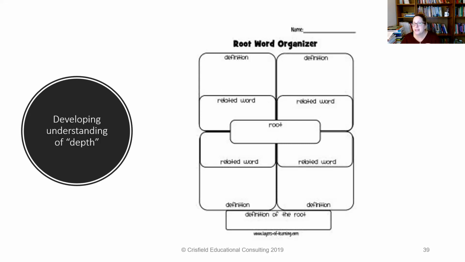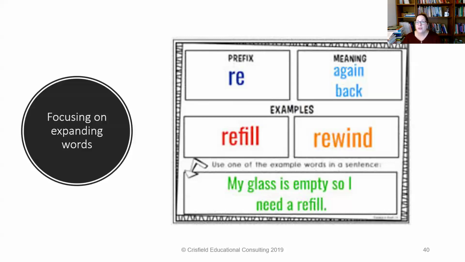And then developing understanding of depth. So working on prefixes and suffixes and roots and all of these different ways in which we can take one word and from that extrapolate to lots of other words. So they're focusing on expanding words, refilling and rewinding. If they learn what that re means, again or back, every time they see it on a word, they can stop and think, okay, do I know the word? I know what re means, so I know that word.